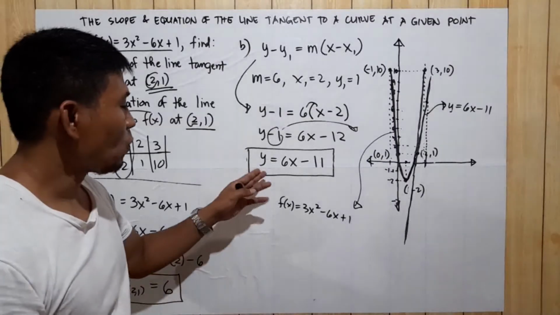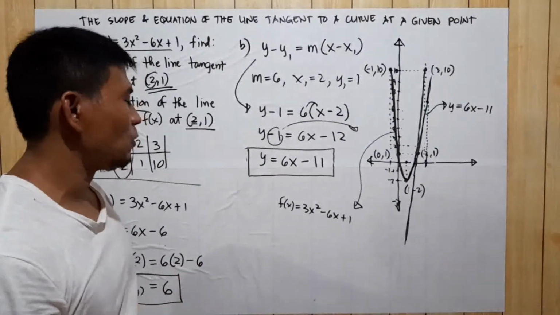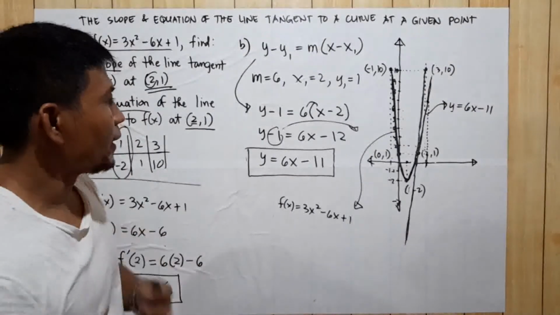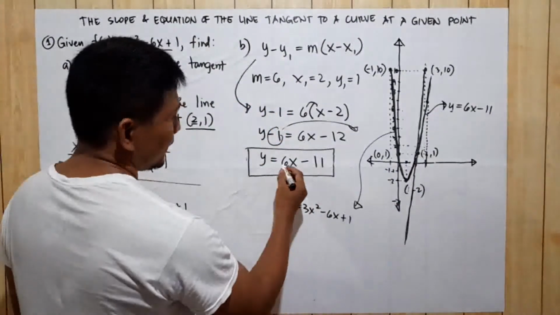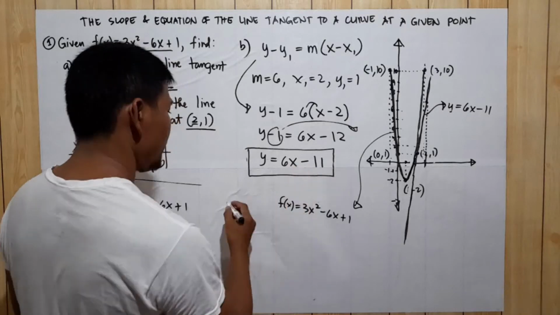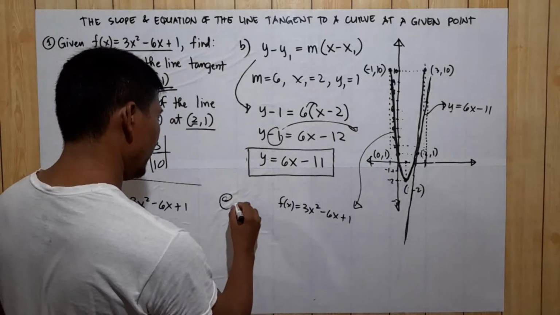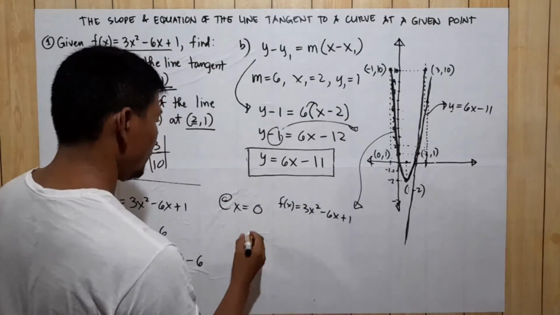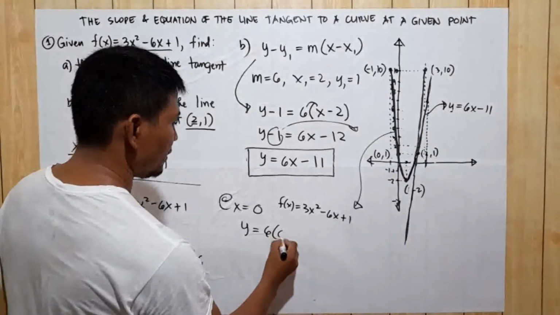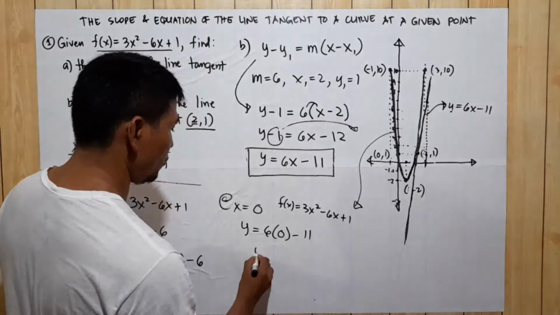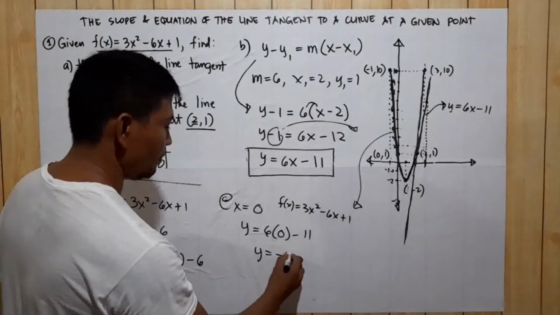Ngayon, ano naman po itong y equals 6x minus 11? So, ganito lang po yan. Pag-imagine nyo na lang po, pag kunwari itong x is equal to 0, ano po mangyari sa y natin? So, ang y po natin ay magiging 6 times 0 minus 11. Therefore, yung y po natin is negative 11.